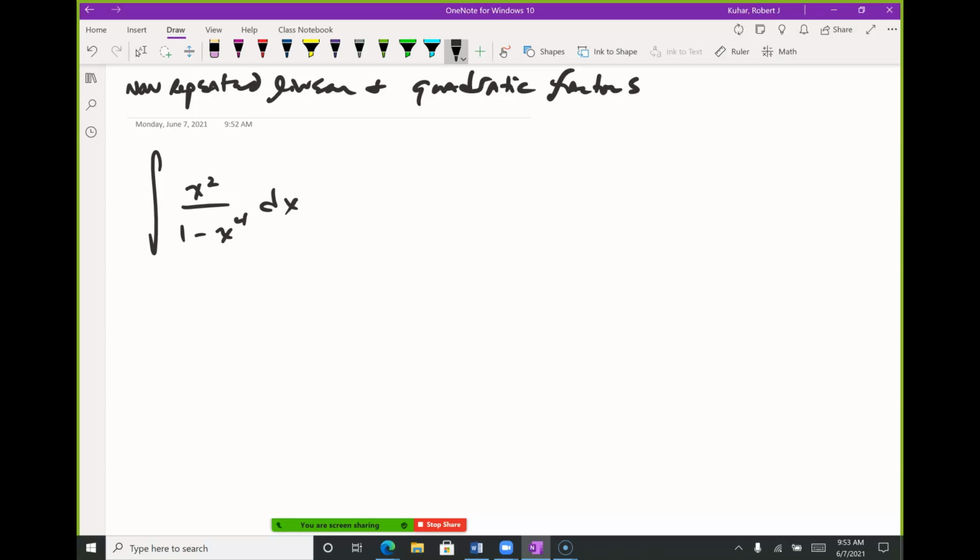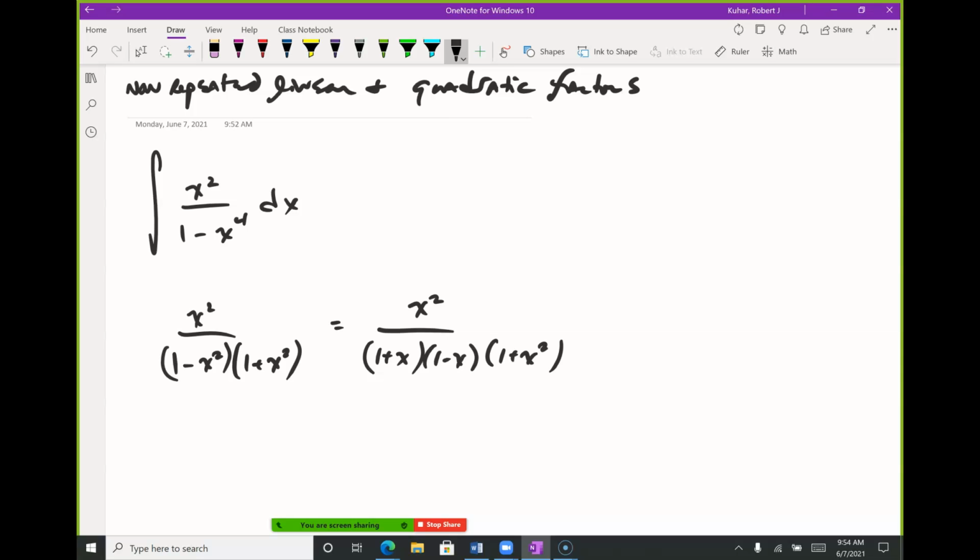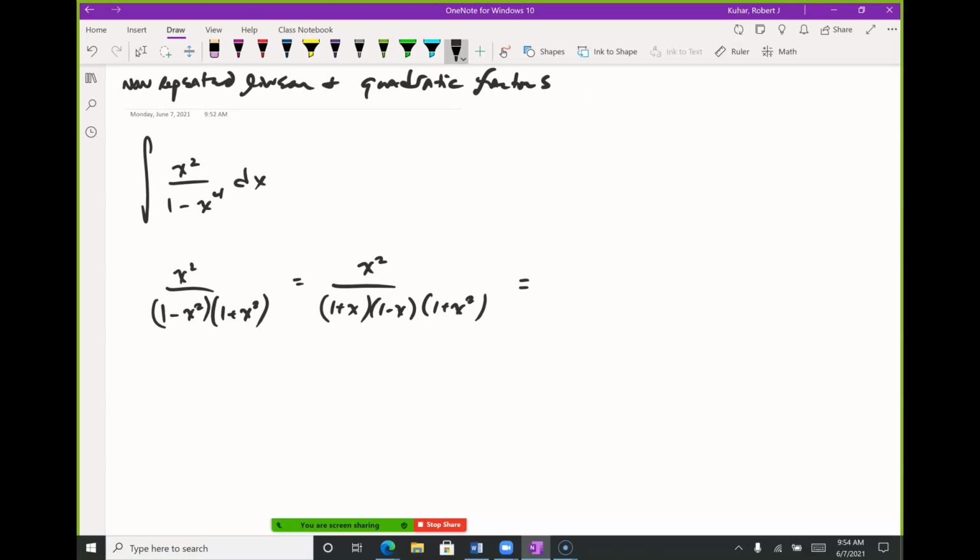So I want to factor this piece, right? I know downstairs I have 1 minus x squared and 1 plus x squared. And then 1 minus x squared factors into 1 plus x and 1 minus x. And so I see I need an A over 1 plus x, a B over 1 minus x, and a Cx plus D over 1 plus x squared. So over my linears, I have constants. Over my quadratic, I have a linear, an mx plus b over my quadratic.